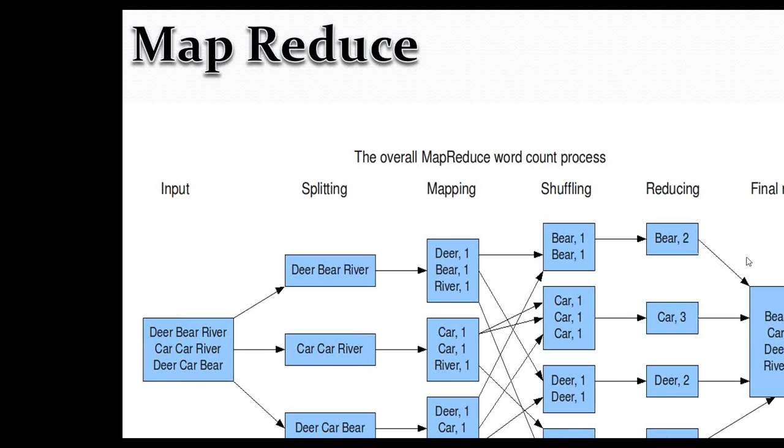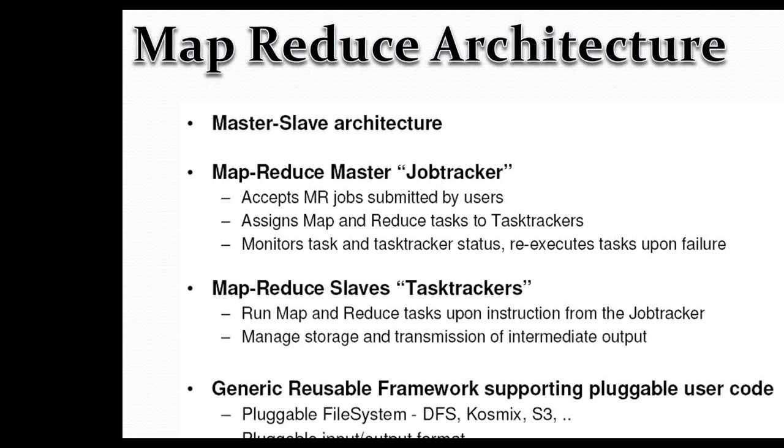As the job tracker assigns or instructs any particular job to be performed, the task tracker picks up the task from the job tracker and performs the map and reduce task. The task tracker is also responsible for managing the storage and transmission of the intermediate output. It is a generic reusable framework supporting user code, with pluggable file systems like DFS, the distributed file system, and Amazon S3. It also works with pluggable input-output formats, and on many different platforms. So the major architecture for MapReduce works in master-slave mode and consists of the job tracker and task tracker.